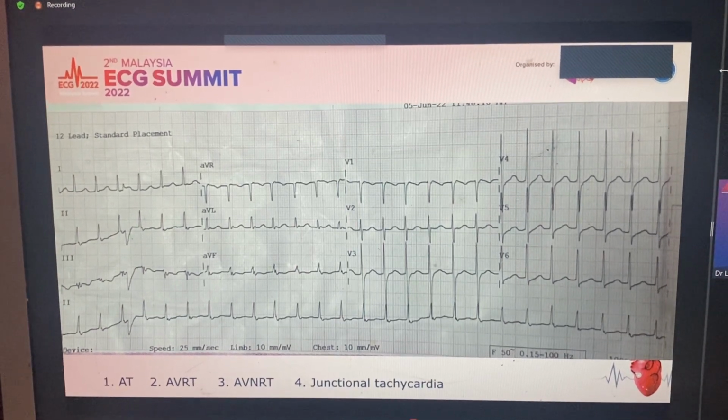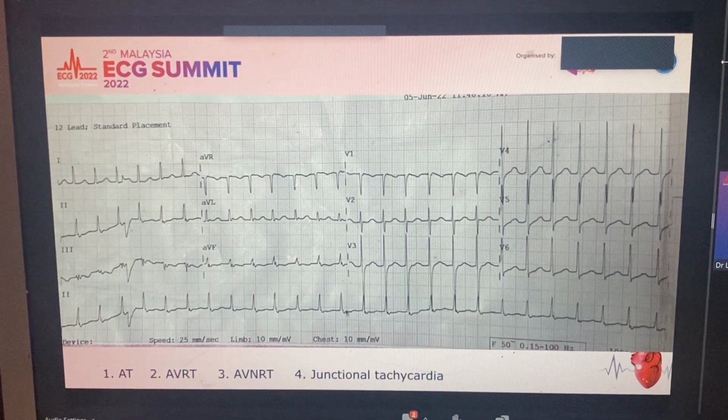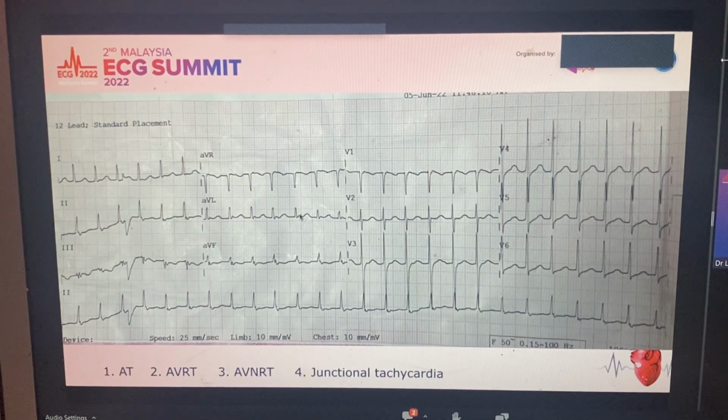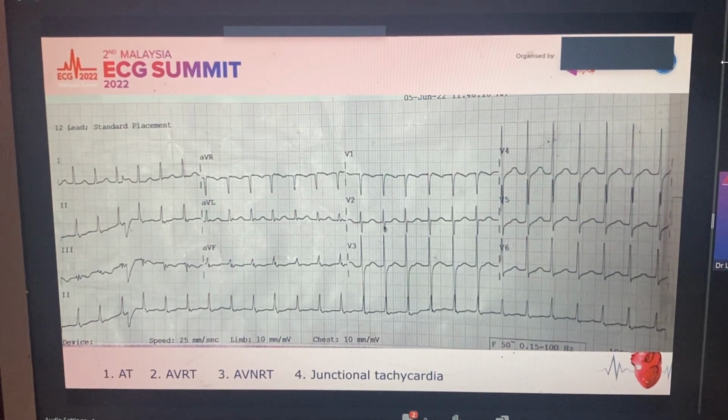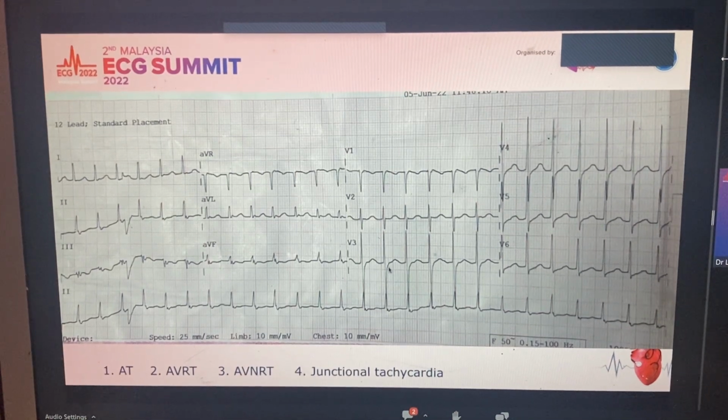So I'm not going to put any poll up. I'm just going to go through the ECG with all of you here. This is generally a narrow complex tachycardia. You can see the QRS duration is less than 120 milliseconds here, so narrow complex with a normal axis.